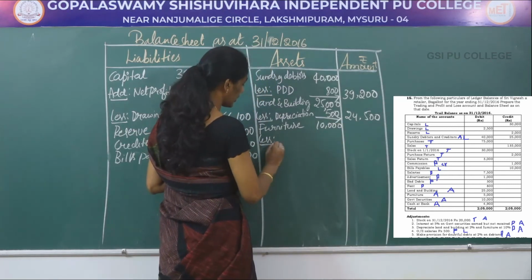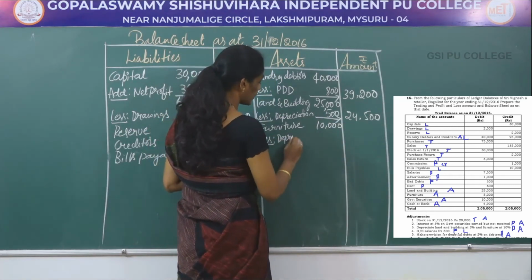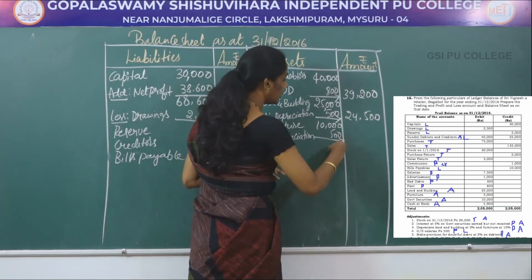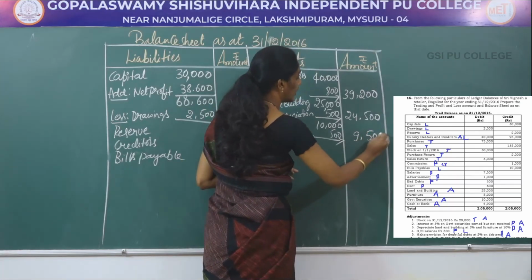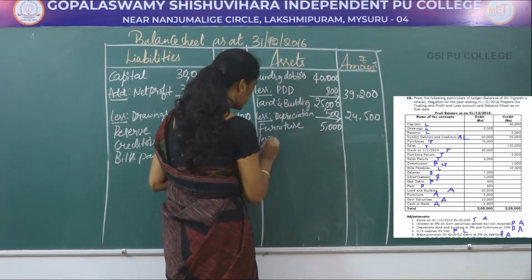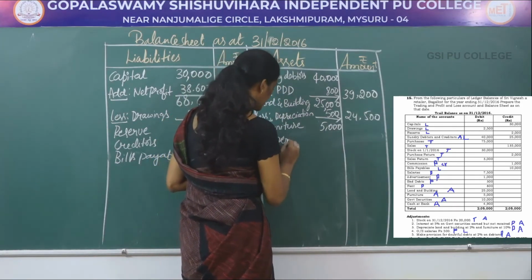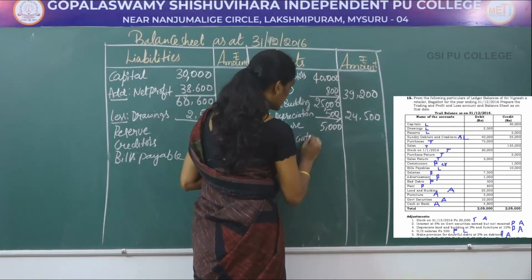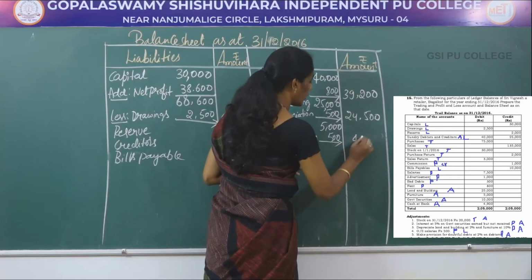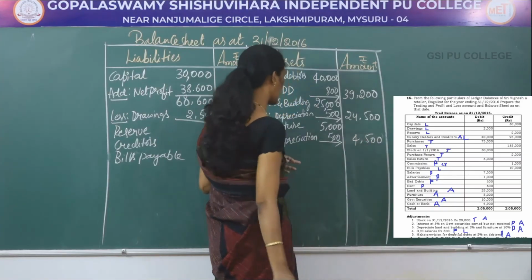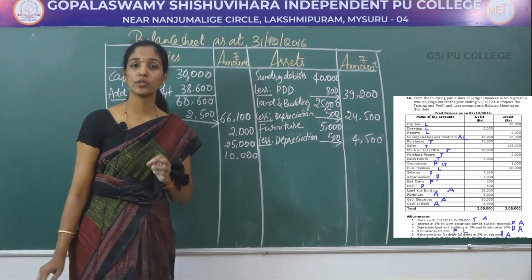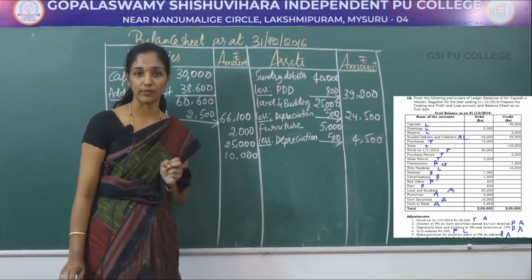Next, furniture. What is the amount of furniture? 10,000. Here also there is an adjustment, that is depreciation. You have to deduct depreciation, rupees 500. You will get 9,500. Furniture 5,000. Here also there is an adjustment relating to the furniture, that is nothing but depreciation. So you have to deduct depreciation of rupees 500. When you deduct 500 from the actual value, you will get 4,500. 5,000 minus 500 comes to 4,500.